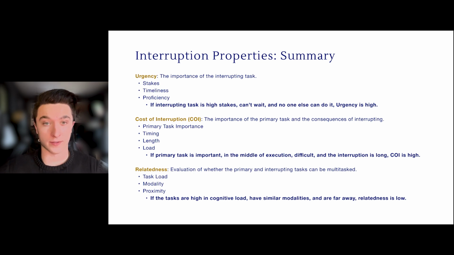Then we have relatedness. This is how closely related the primary and the interrupting tasks are to each other. For this, we have the rule of task load, the rule of task modality, and the rule of proximity. So if both tasks that you're considering multitasking are high load, they're similar modalities, so they take up the same cognitive resources, and they're far away, then it is not good for multitasking. You cannot multitask these kinds of tasks. But if it's low load, the modalities are very, very different, and they're very, very close to each other, then you can multitask it.